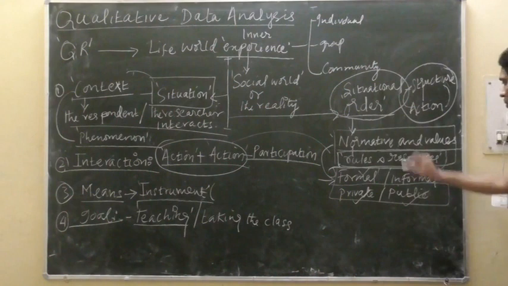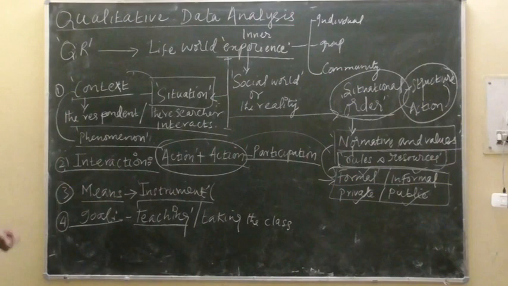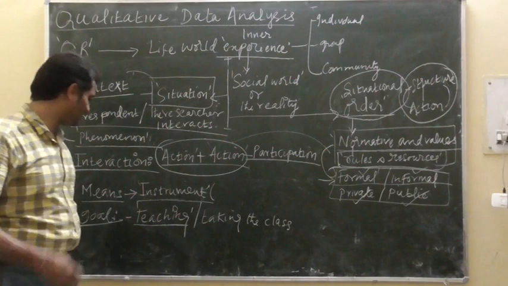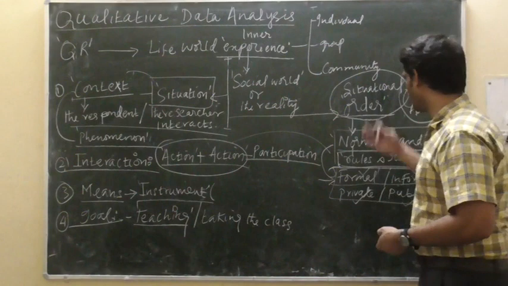When the situational order is set, that means you are able to understand the context. When you are able to understand the context within which the phenomena occurs, then you are able to think about the interactions. So within the interactions, you are trying to look at the means as well as the goals, whether it's teaching or taking a class. So this is how you have to look at qualitative research in general.